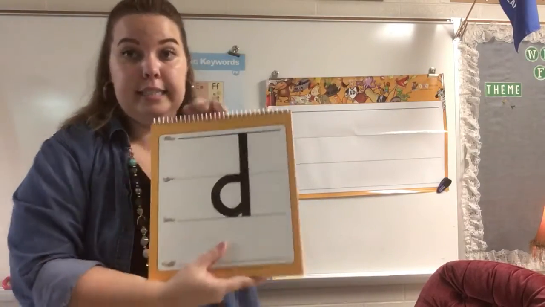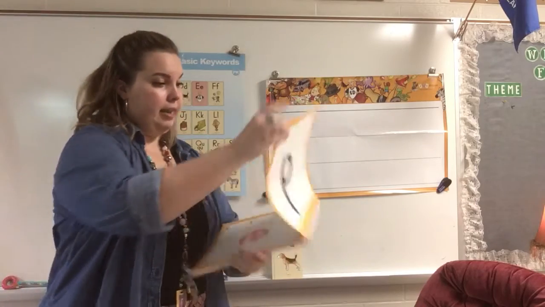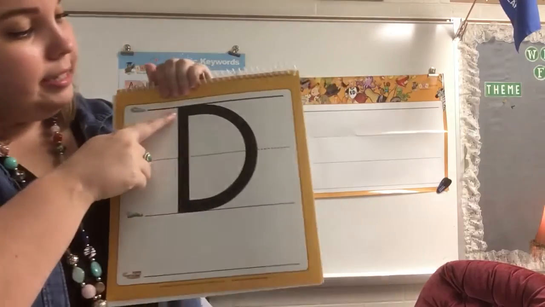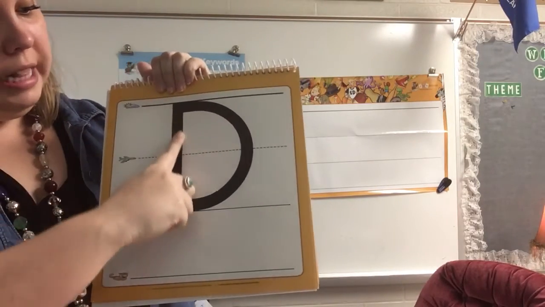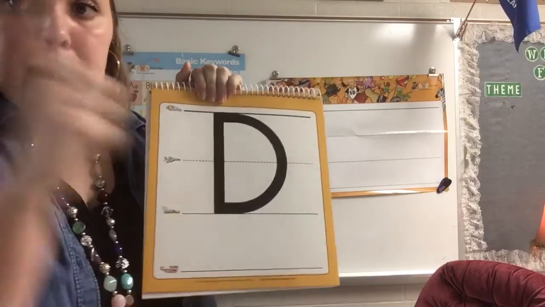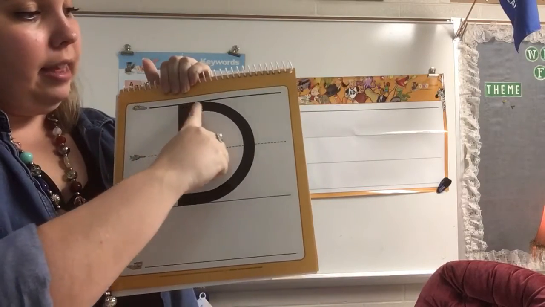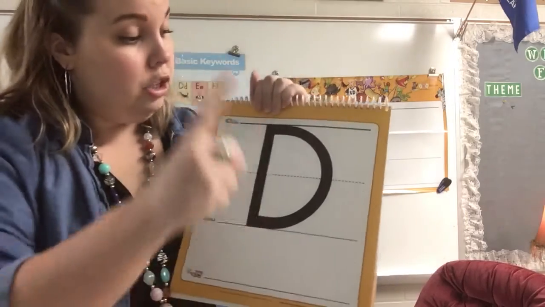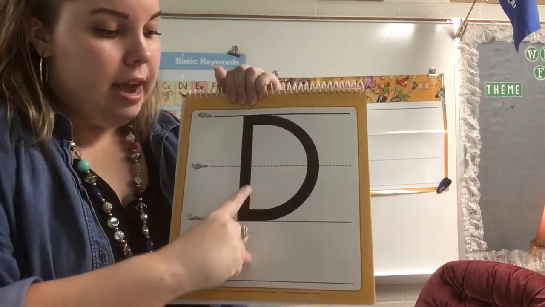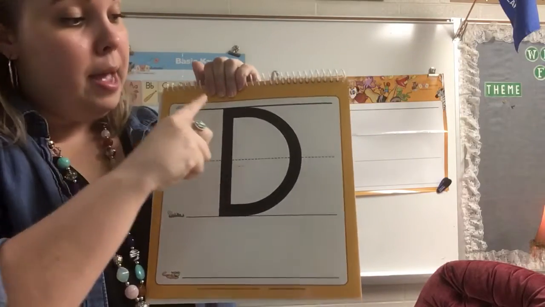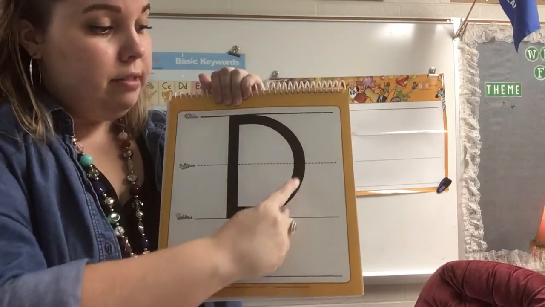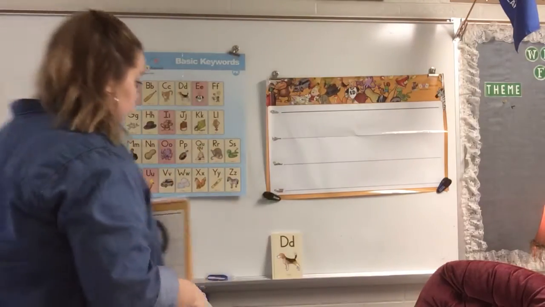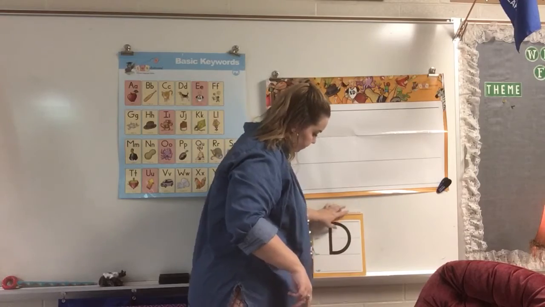That's our lowercase d. Let's talk about our uppercase D or our big D. You're going to start at the skyline, straight line down to the grass line, pick it up, back up to the skyline, curve around to the grass line. Easy peasy, lemon squeezy. Start at the skyline, straight line down to the grass line, pick it up, back to the skyline, curve around and down to the grass line. That's it. Let's go write some uppercase and lowercase d's together.